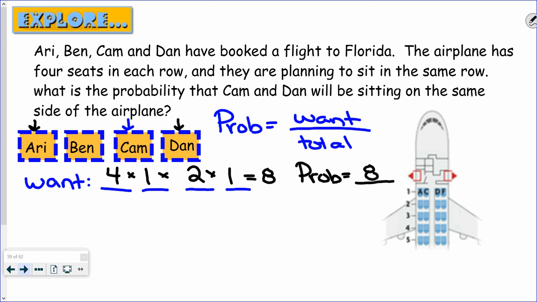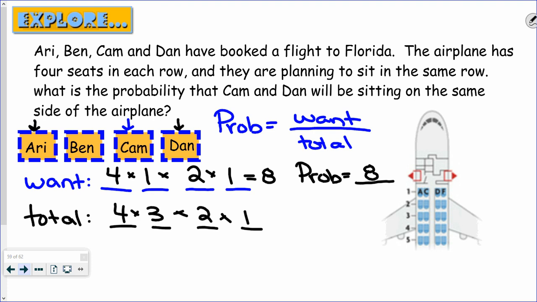The next option that I got to look for is the total. How many total ways can I arrange these guys on a plane? No restrictions. So I start with one of them. Let's say Ari. Ari walks on, he's got 4 seats to pick from. Ben walks on, he has 3. Cam has 2, Dan has 1. And that is a grand total of 24 different ways they can sit. So my probability is 8 out of 24, which is 1 over 3 if I reduce.